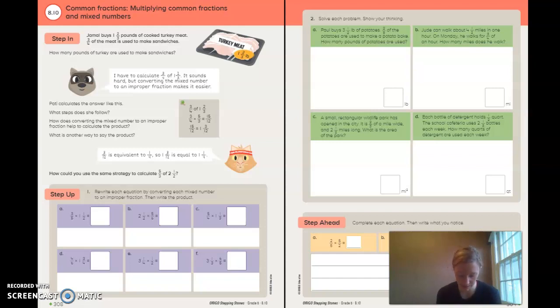So let's quickly review what a mixed number is. For instance, this is just your typical common fraction, 2/3. Nothing abnormal about it. This, however, is a mixed number. Here's why. You have your whole number combined with a fraction, 1 and 2/3. You're mixing a whole number and a fraction. Today you're going to be multiplying common fractions and mixed numbers together. All right, let's get started. We'll start right here with the step-in.